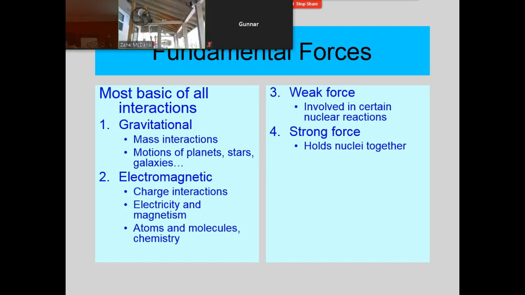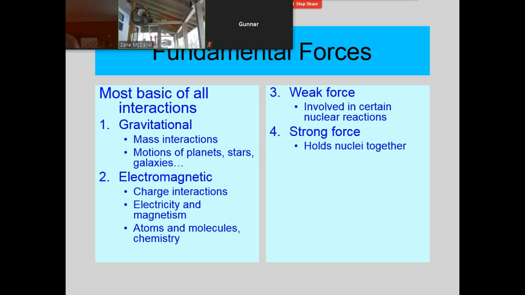Now, the weak forces are certainly not weak. They are forces involved in certain nuclear reactions. And you talk about powerful forces, these have to be very powerful forces. And that's really all the book says about them. They don't give much more detail than that, and this course isn't prepared for that.